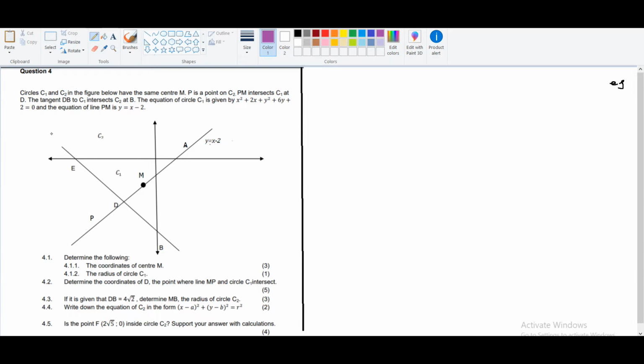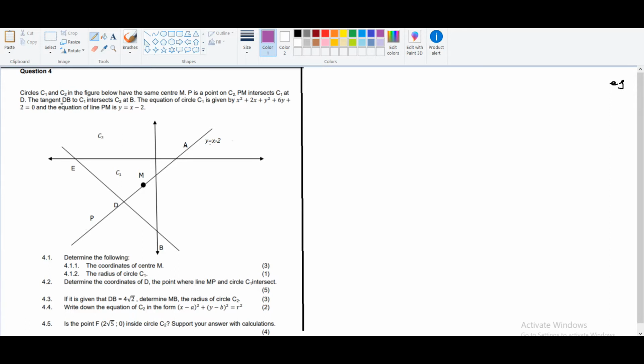So here we have a question which is saying circles C1 and C2 in the figure below have the same center M, and then now, say, is this a wrong question because I don't see any circles? No, it's not a wrong question. This question is based to make you able to visualize and analyze situations, but then we will see how best we can attend the question.